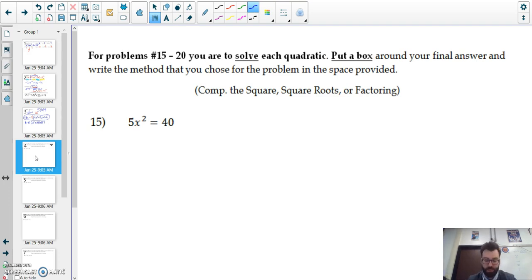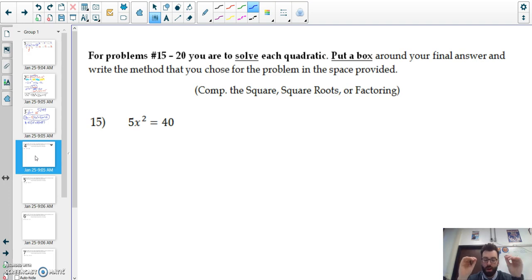All right, for the next ones, we're going to go 15 through 20. You want to solve each quadratic, put a box around your final answer, and then write the method. You're probably wondering why you have to write the method. Well, a lot of people ask, how do I know when to complete the square? How do I know when to use square roots? How do I know when to just factor?